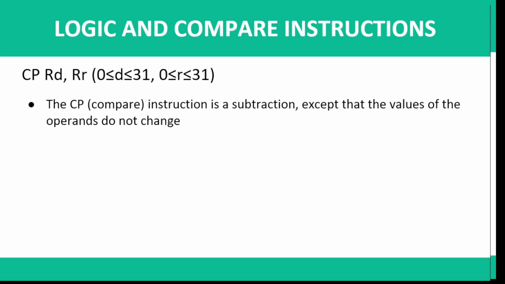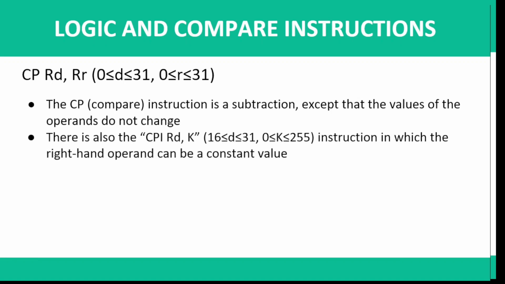So it is like a subtraction. If ever the result of our subtraction is equal to 0, meaning Z is equal to 1, then we have the same input. But if it is not equal to 0, this means that the values of these two operands are not the same. So Z is equal to 0, meaning our output is not equal to 0.